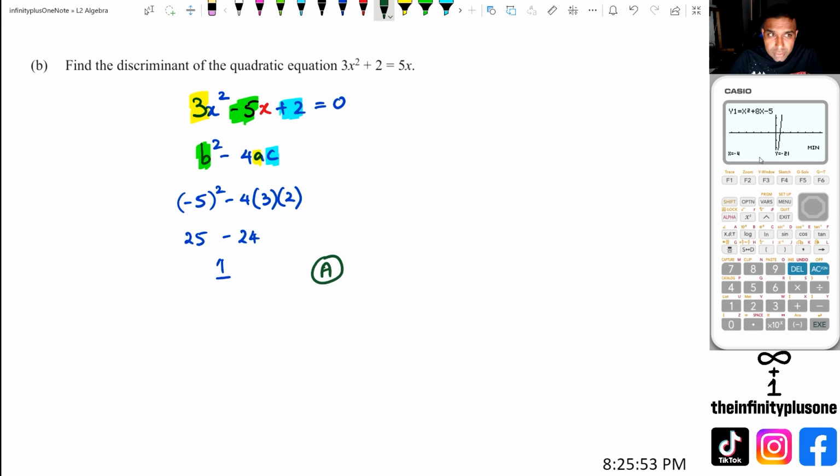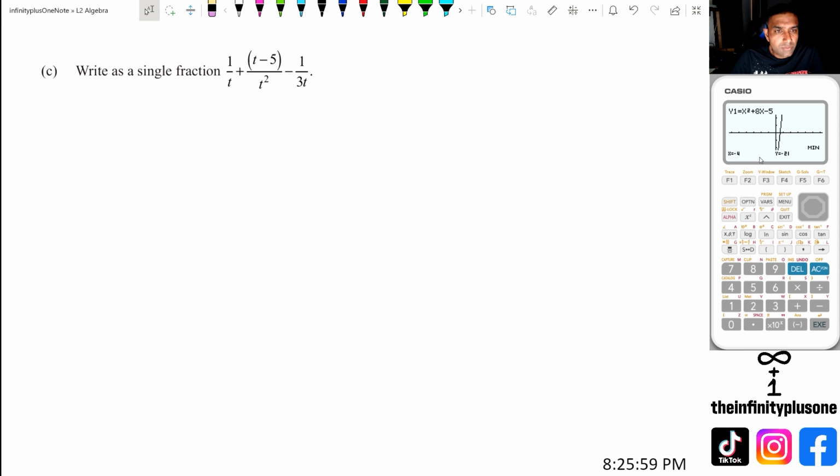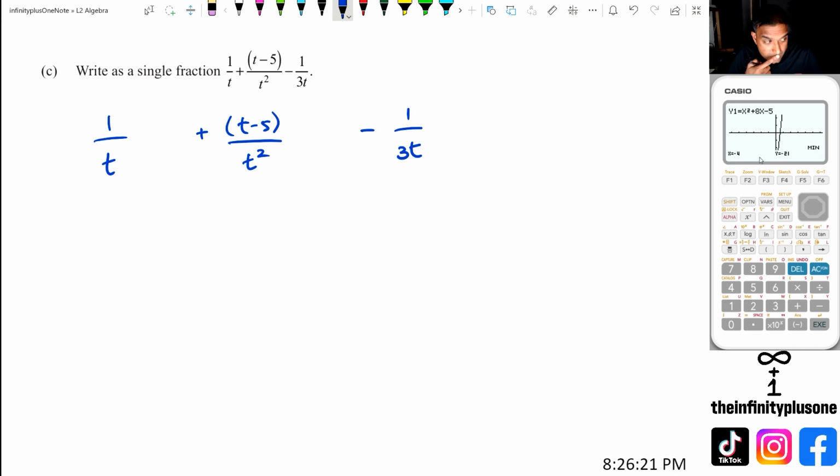All right, going to question C. We've got this question where we need to write this as a single fraction. I'm going to write this up with a little bit of space. So I've got 1 plus t minus 5 over t squared minus 1 over 3t. From this point, I can see that I need a 3 in the denominator for everything. That means I have to multiply the denominator by 3 and the numerator by 3.